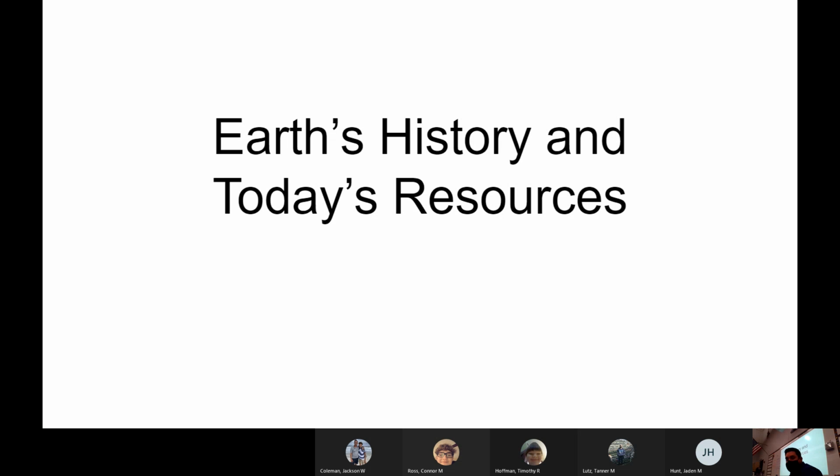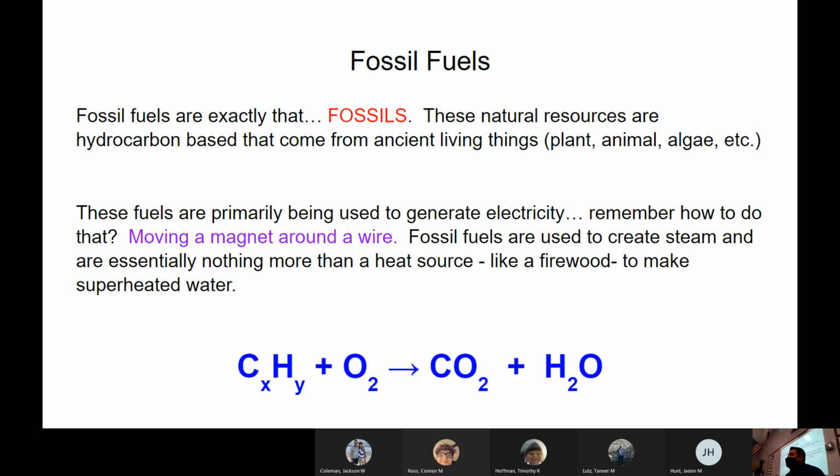So the connection is between Earth's history, what happened in the past, and the resources that we have today. Okay? The very first thing we're going to talk about, fossil fuels. Last week we talked about fossils a little bit. Well, fossil fuels are exactly that. They're fossils of living organisms from the past.